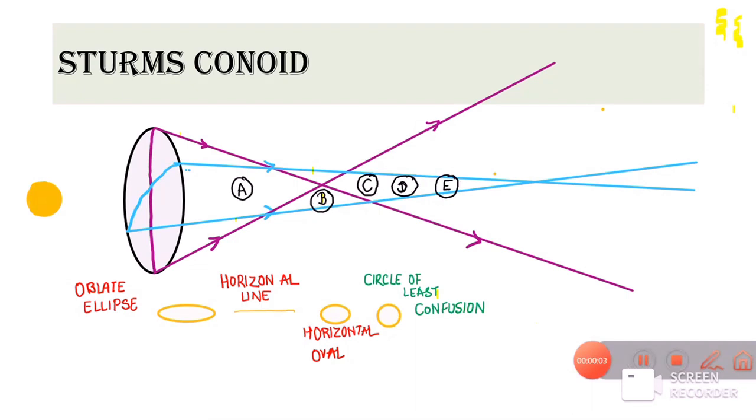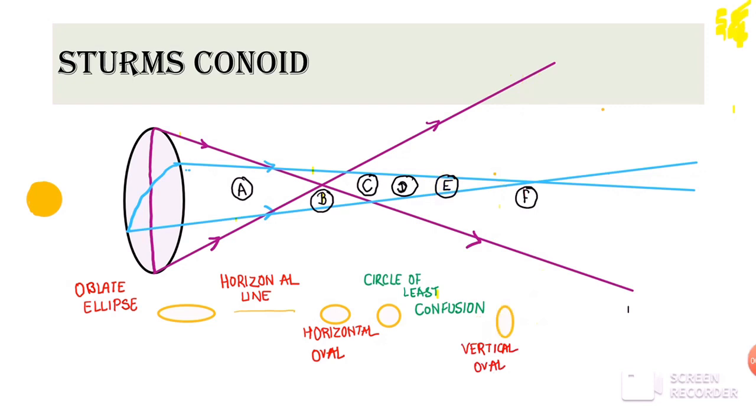Now let us see what happens if our retina was present at point E. At this point E, we can see that the convergence has increased and the divergence has increased. So what I mean to say is that the horizontal meridian rays are now coming close together, but the vertical meridian rays are now going far apart. So what we are going to get now is a vertical oval, because the vertical meridian is now diverging and the horizontal meridian is now converging.